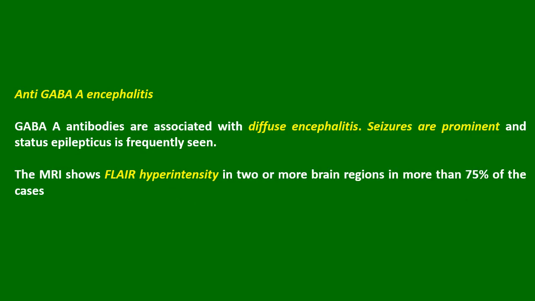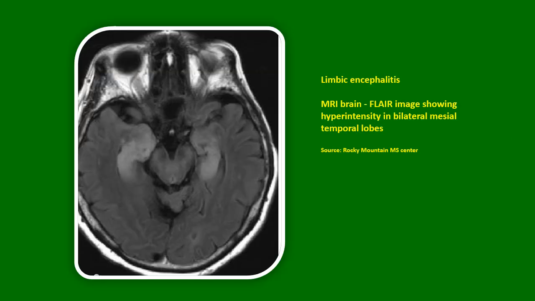GABA-A encephalitis. GABA-A antibodies are associated with diffuse encephalitis. Seizures are prominent and status epilepticus is frequently seen. The MRI shows FLAIR hyperintensity in 2 or more brain regions in more than 75% of the cases. This is an MRI from a patient with limbic encephalitis. This is a FLAIR image showing hyperintensity in bilateral mesial temporal lobes.